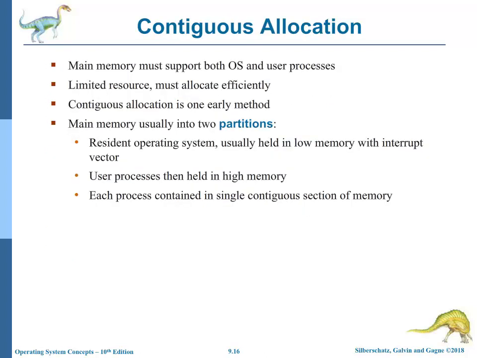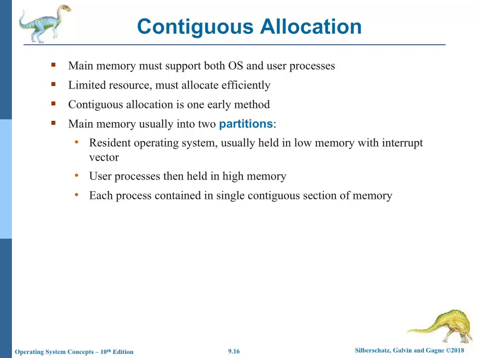Main memory must support both the operating system and the user processes, so that resource is limited and we must use it efficiently. Contiguous allocation is one early method. The memory is usually divided into two partitions, one for the operating system and one for the user processes. We can place the operating system in either low memory addresses or high memory addresses.